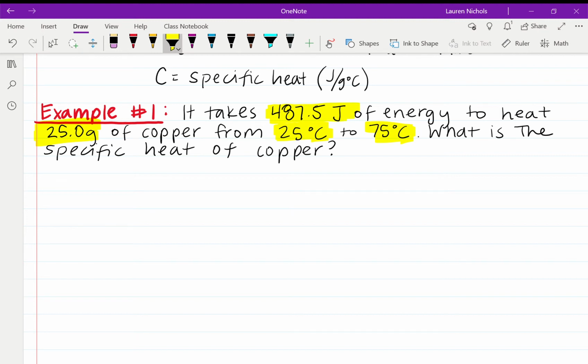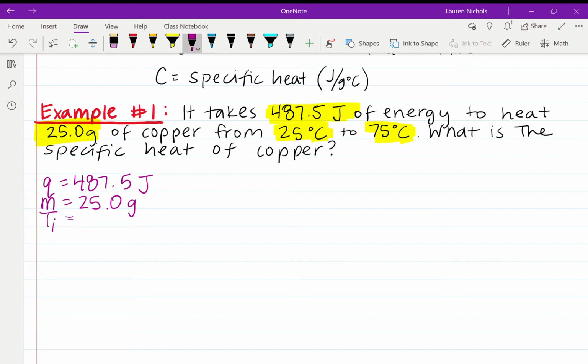We're going to do the GUESS method the same way we did with density. In most word problems, you're going to list out what numbers are given to you in the problem. Because we have 487.5 joules, and joules is energy, we know Q is 487.5 joules. Then we have 25 grams, which is our mass, so mass is 25.0 grams. Then we have two temperatures. Because it says from this to that, we know the 25 degrees Celsius is going to be our initial temperature, which we're going to write as T with a subscript i.